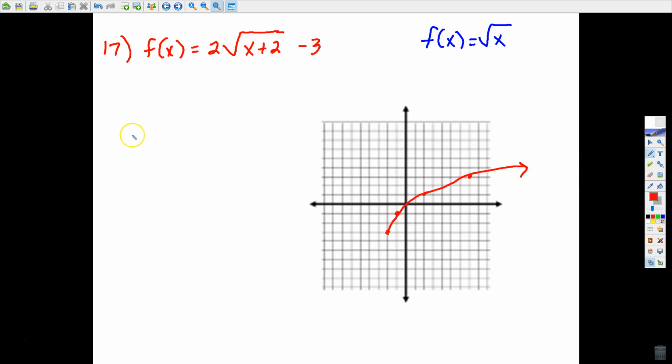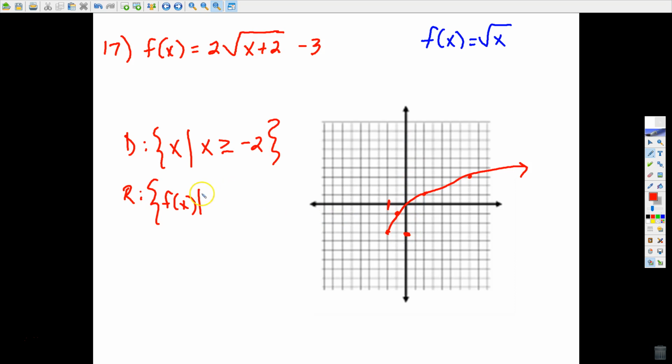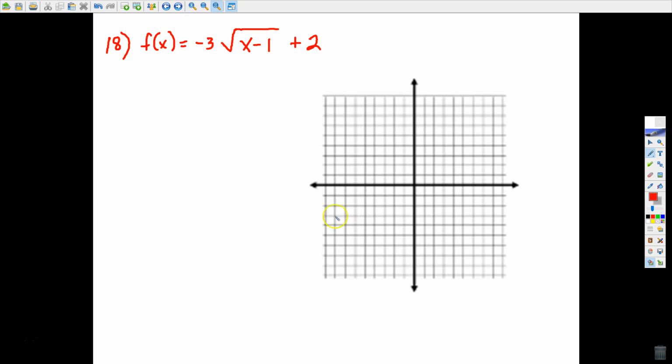And then it's just a matter of doing the domain and range. Domain will be all x such that x is greater than or equal to negative 2. You can see that from negative 2 to the right. And the range will be f of x such that, okay, it starts here and it's going upward. So it starts at negative 3 and gets bigger. So f of x is greater than or equal to negative 3. And that is your answer for number 17.